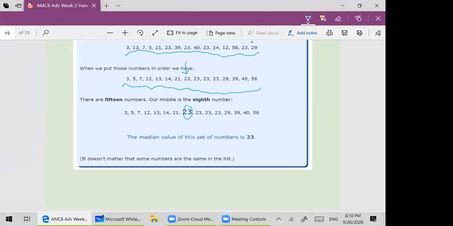Another example of numbers is 1, 2, 4, 6, 8, 9. Now there are 6 numbers, so you take the average of the middle 2. Excluding the middle 2, there are 4. So the 2 numbers you want are the 3rd and the 4th numbers, counting either way, which are these 2. And the median is their mean, which is just 5.